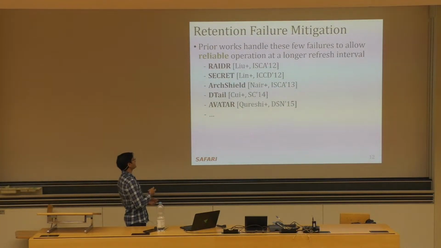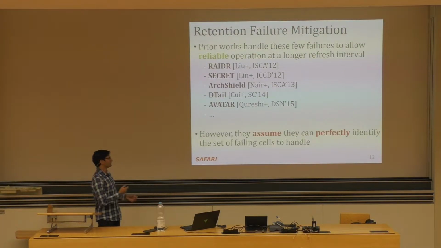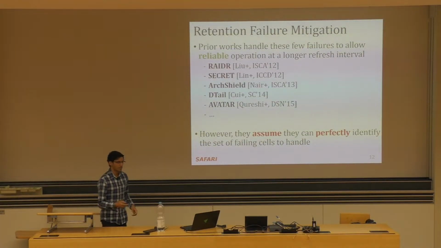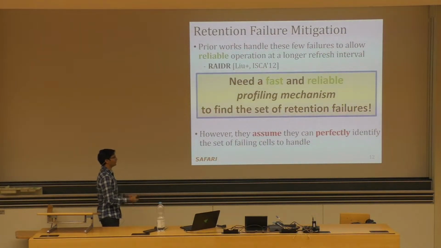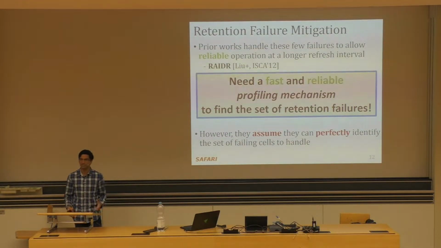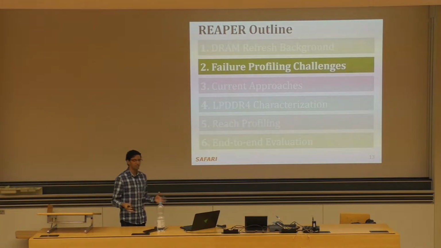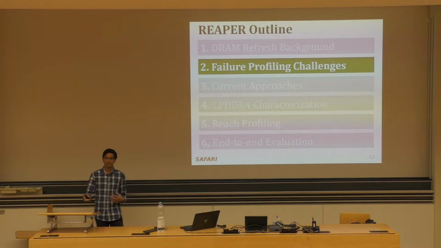However, all of these mitigation mechanisms and others that aren't listed here have one thing in common. They all assume that they can perfectly identify the set of failing cells that need to be handled, right? And this is where the problem occurs, because we need a fast and reliable profiling mechanism to find this set of retention failures, and only then can these mitigation mechanisms do their work, right? So now I'm going to talk about some of the challenges surrounding retention failure profiling and hopefully convince you that it's a relatively difficult problem.